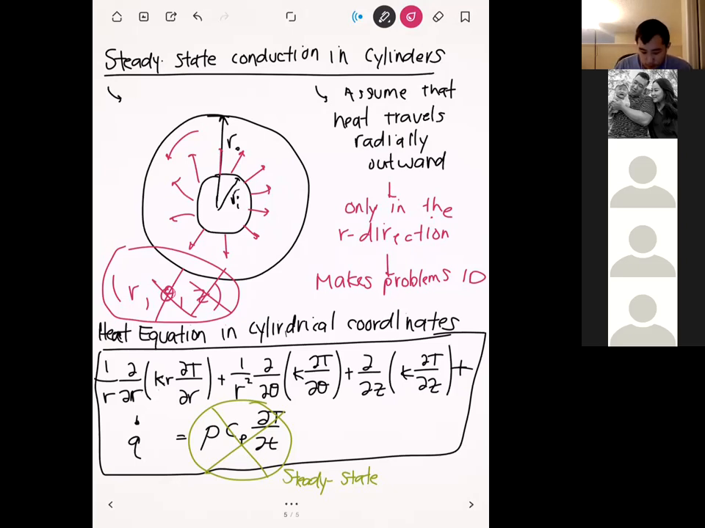All right, so first let's look at our first term. Our first term is 1 over r, partial r, k times r, partial T, partial r. And so all of these are r derivatives. So this guy is good, so this guy can pass, okay? And then we look at our next term, which is 1 over r squared, partial theta, k, partial T, partial theta. Since we have a derivative with respect to theta here, we go ahead and cancel this out, okay? The reason we're canceling this out is we're assuming that the heat flow is 1D and radial, okay?